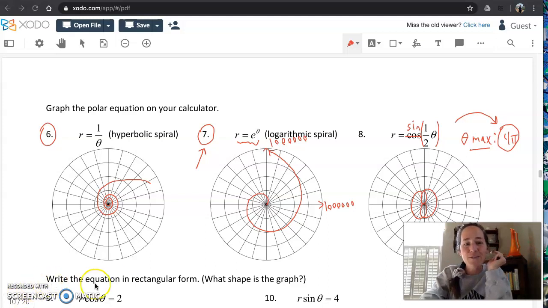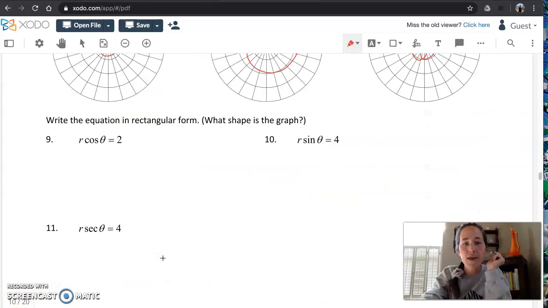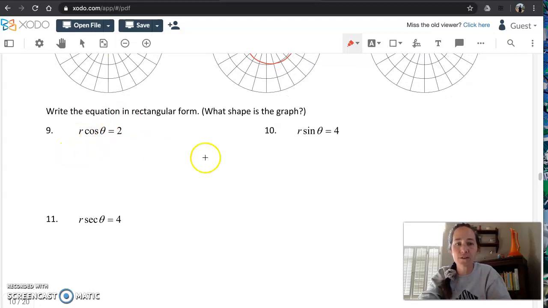I would say go to the middle of page 10 now and then pause the video so you can try these conversions on your own because you're going to find them to be very quick. 9, 10, and 11. Then rejoin and let's check answers with one another. We need to convert to rectangular form.